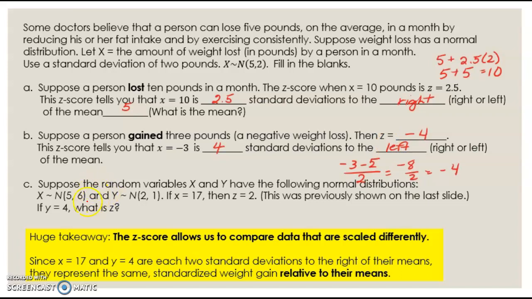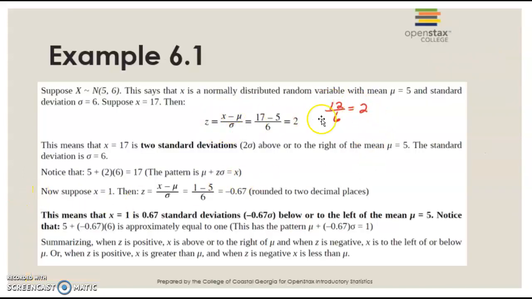All right. Last one here. Suppose the random variables x and y have the following normal distributions. X is a normal distribution with a mean of 5 and a standard deviation of 6. And y is a normal distribution with a mean of 2 and a standard deviation of 1. If x equals 17, z equals 2. That's what we just did over here. Okay?